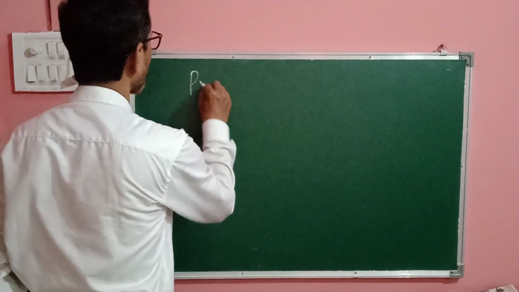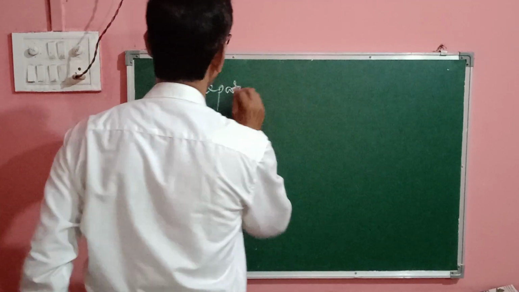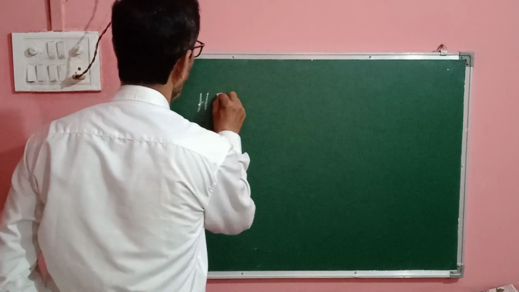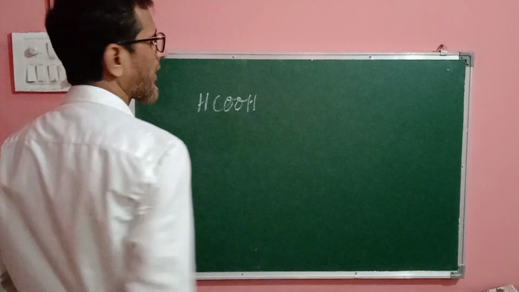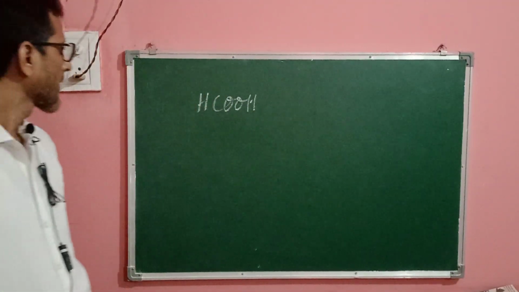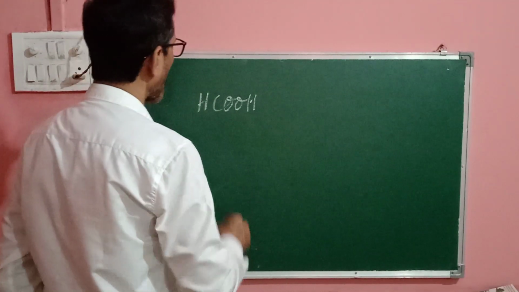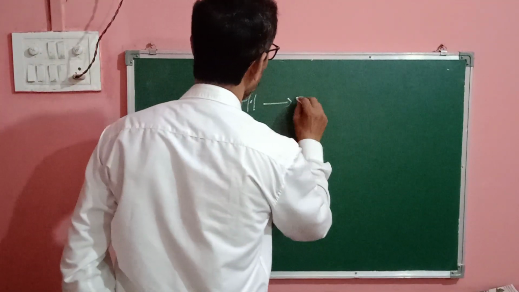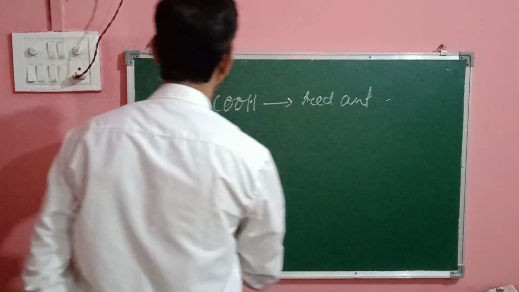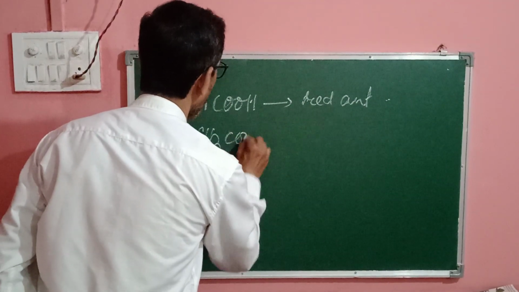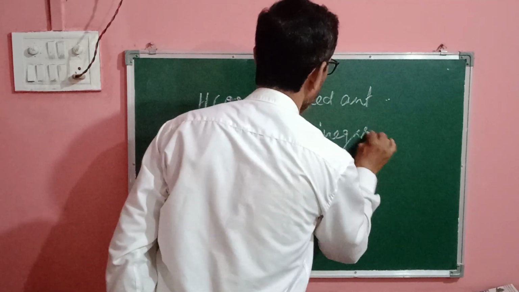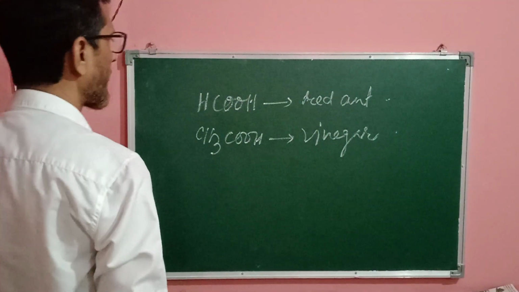Now preparation. One thing I left out. Monocarboxylic acid, say formic acid. Maximum of the carboxylic acids are generally found in nature. So say formic acid, its source is red ants. Another is acetic acid, its source is vinegar.